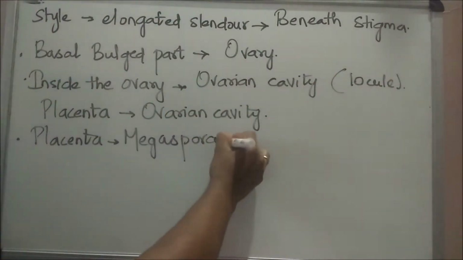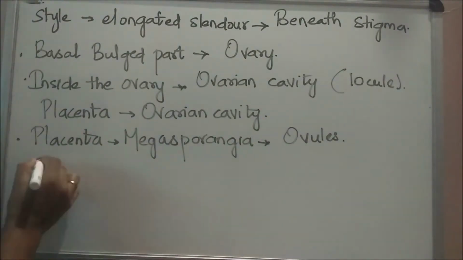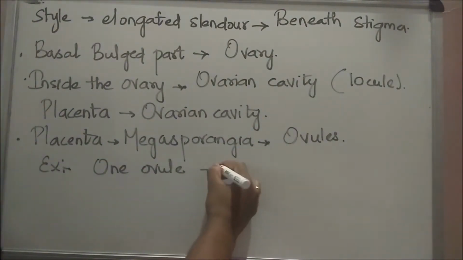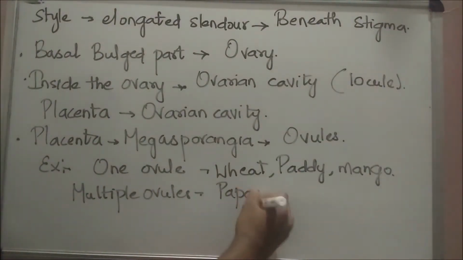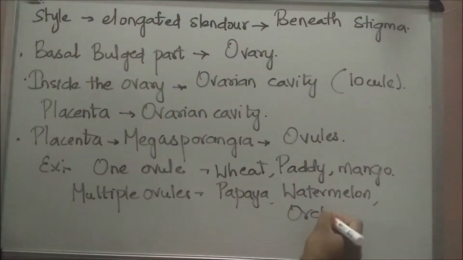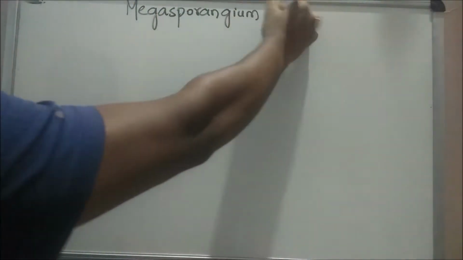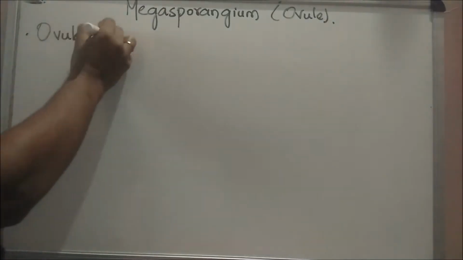Arising from the placenta are the megasporangia, commonly called ovules. If it is one ovule, the examples are wheat, paddy and mango. If there are multiple ovules, the examples are papaya, watermelon and orchids. Now let's learn about megasporangium, which is nothing but ovule.